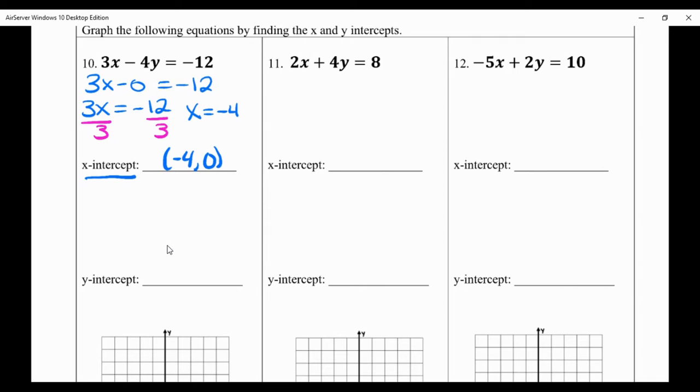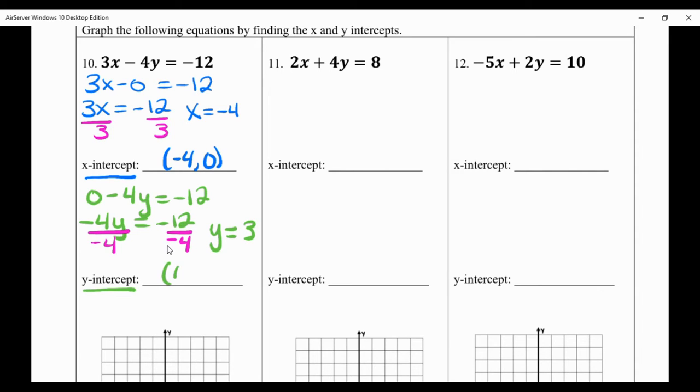Now let's find the y-intercept. So we're going to substitute x equals 0. Careful not to lose that negative sign in front of the 4. So we have -4y equals -12. And then solve for y. So y equals 3, which is the ordered pair 0, 3.